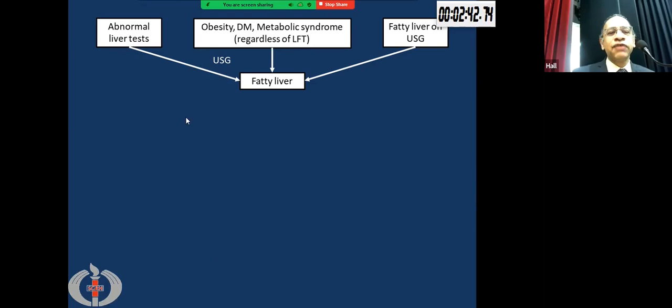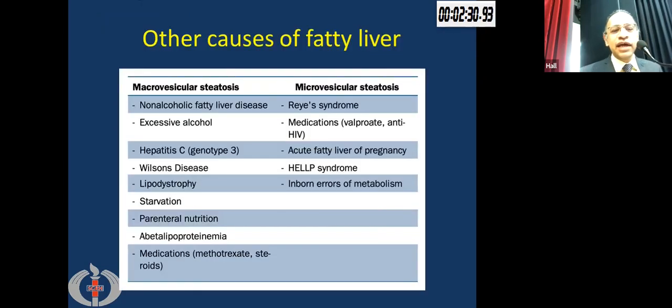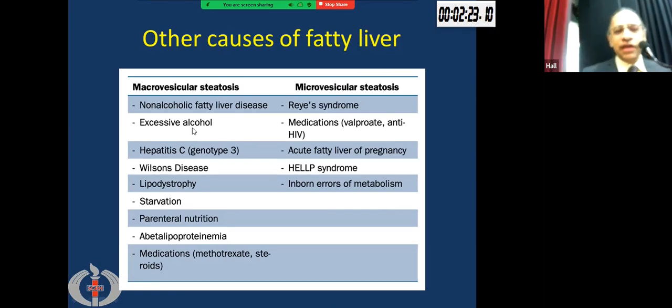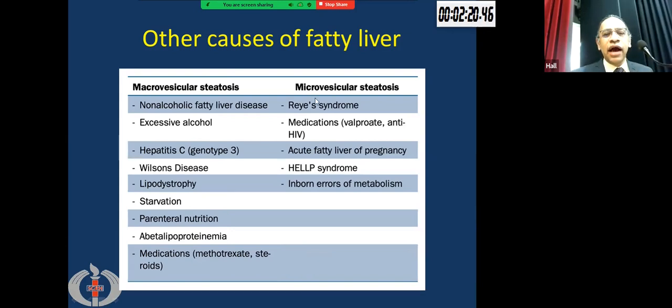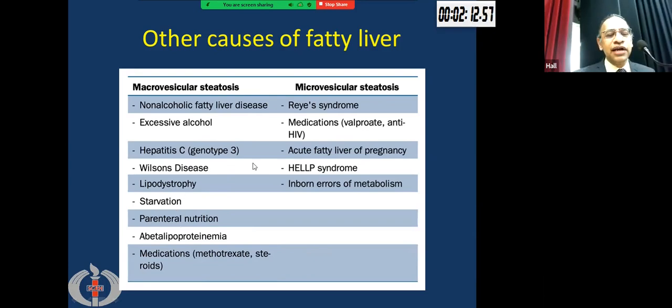In this group of patients, the first investigation obviously you'll do is ultrasound, and if fatty liver is detected, the first thing you'll do is rule out other causes of fatty liver. So what are the other causes of fatty liver? One of the most important is excessive alcohol. Just simple history taking, from the patient as well as from the family member, can let you know whether alcohol is there. Apart from that, there are other causes also like hepatitis C, Wilson's, lipodystrophy, and even starvation, and patients on parenteral nutrition may have it. But obviously, from the clinical setting, you will know that this is not the case.